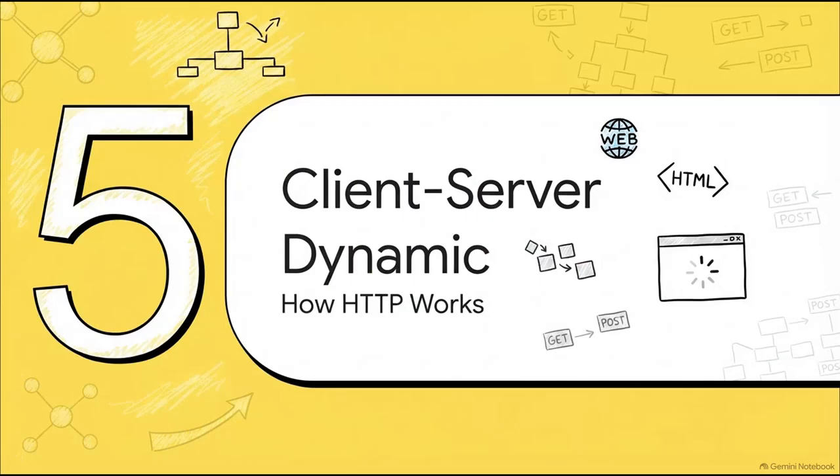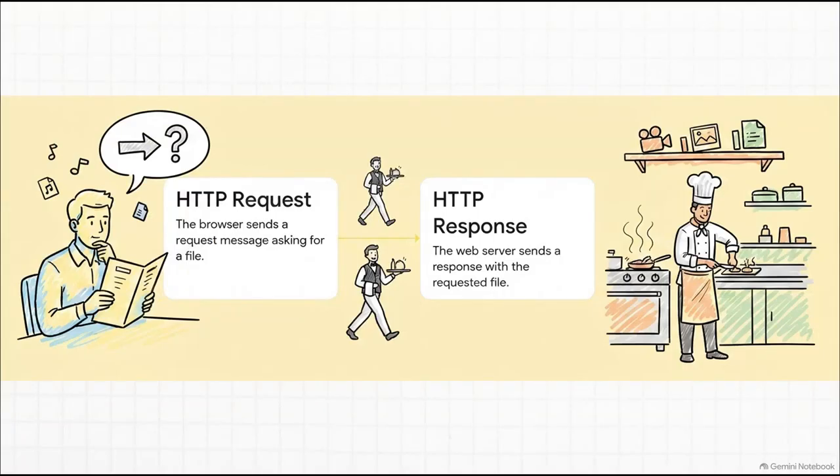All right, part 5, the client-server dynamic, how HTTP works. To really solidify this concept, we are going to look at how a specific, incredibly famous open standard operates in the real world. So HTTP is your classic client-server protocol. Let's break this down using a really simple restaurant analogy. In step 1, the client, which in this case is your web browser, acts exactly like a customer ordering off a menu. It sends an HTTP request message asking for a specific file. Then, in step 2, the web server, which is like the restaurant's kitchen, receives that order, processes it, and sends back an HTTP response message containing the requested file, just like a waiter bringing your food out to your table. It is a brilliantly simple yet incredibly effective dynamic.